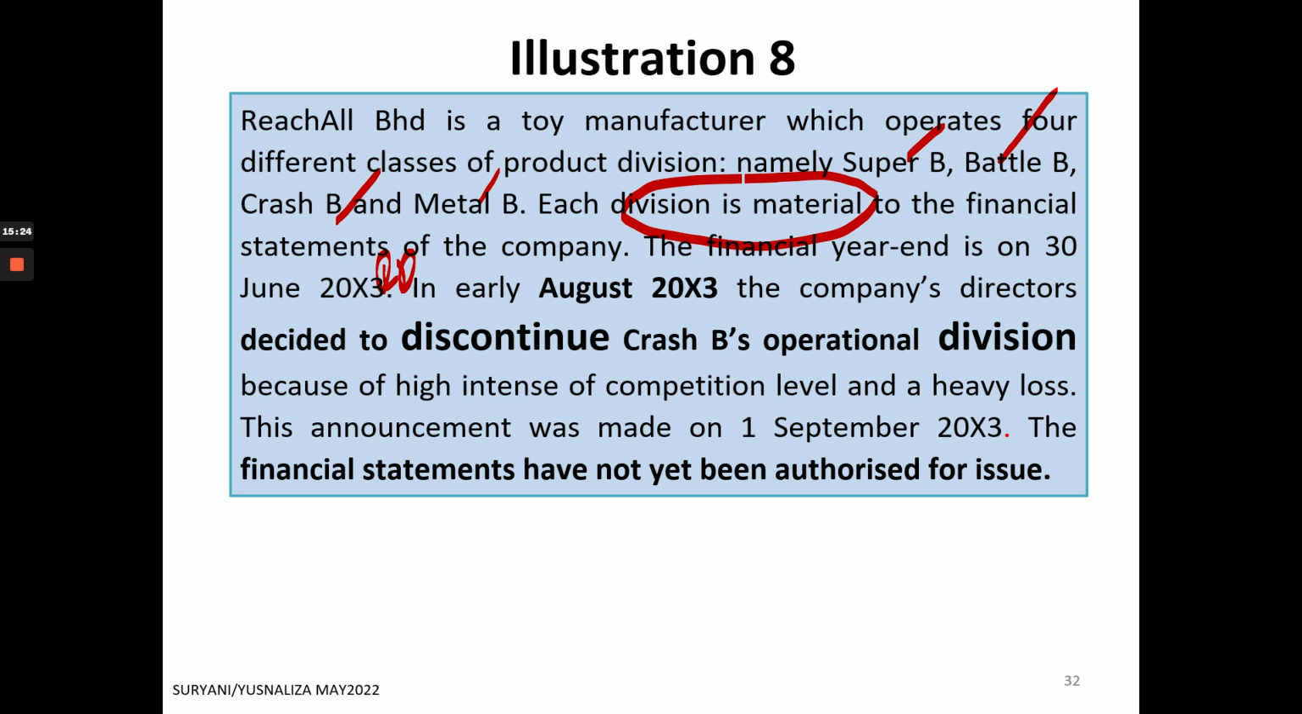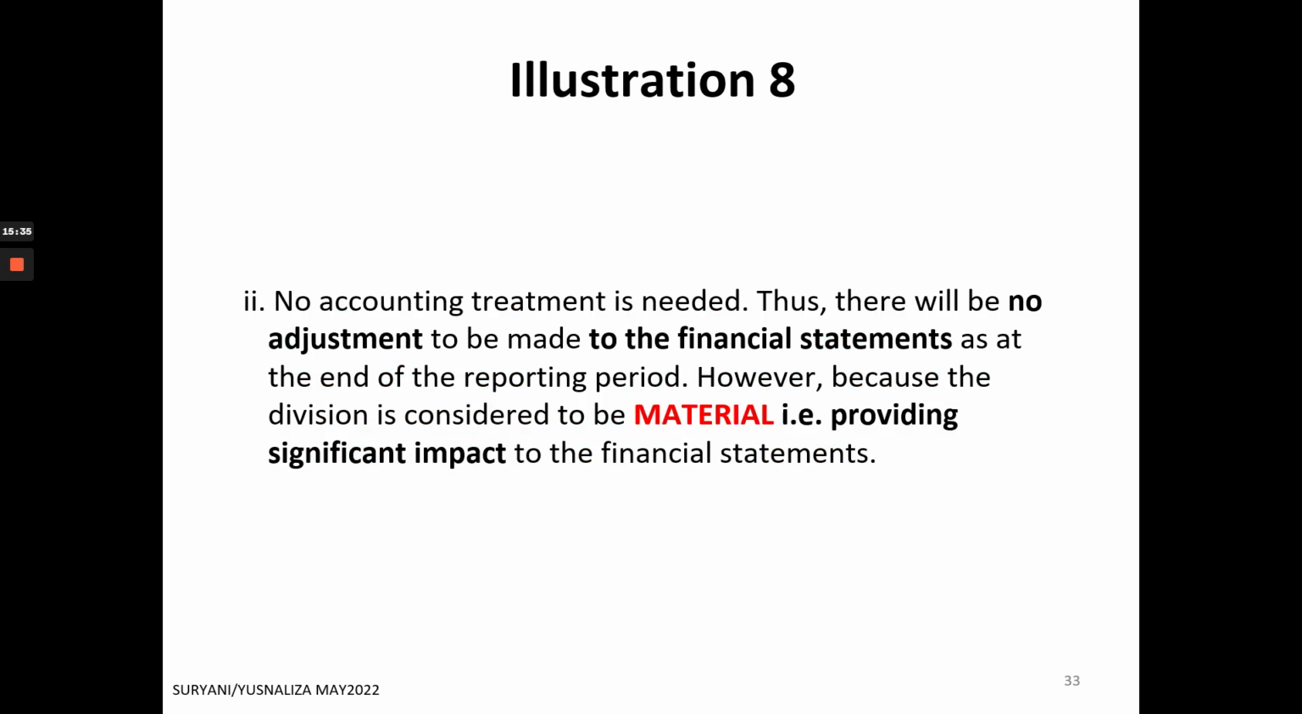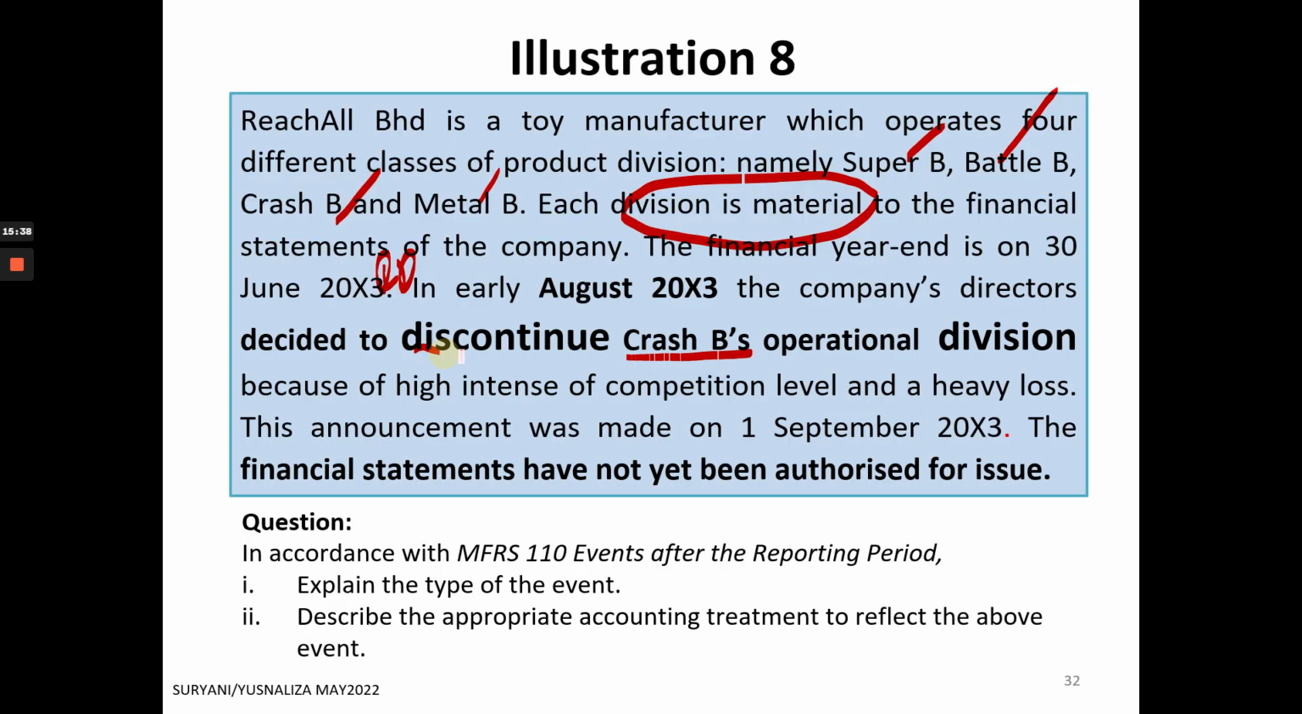And in early August 2003, the company decided to discontinue. They made a decision to discontinue the division called Crash B. So the decision was to discontinue, stop operation of that division. Why? Because of high intensity of competition, and also it has been incurring heavy losses, but how much was not informed. The announcement of the plan to discontinue the division was on 1st of September, and that was before the authorization date, as you are informed in the last sentence here.